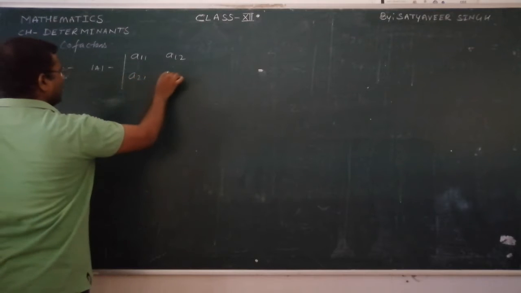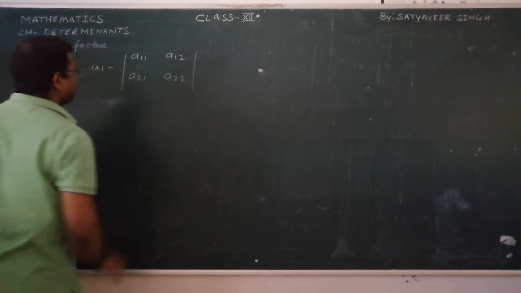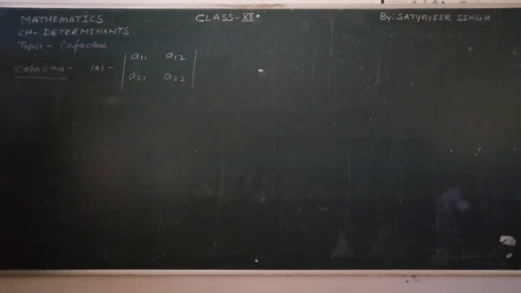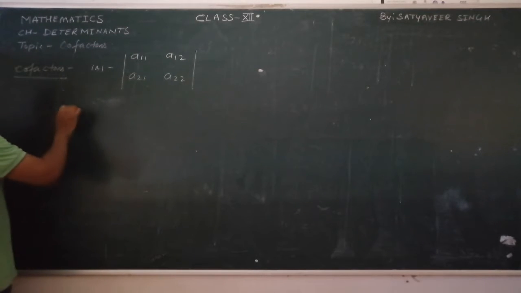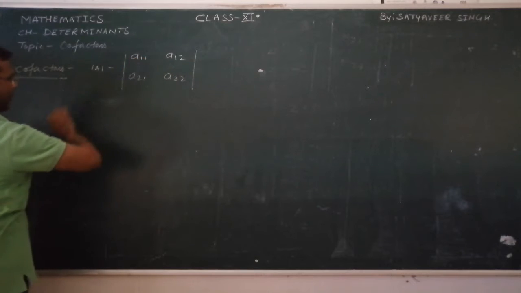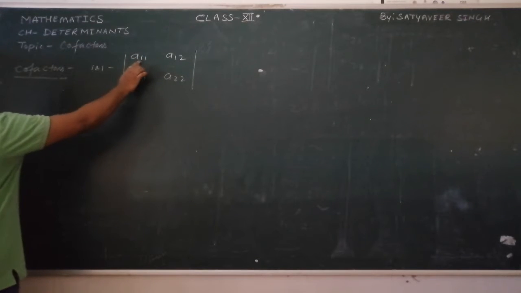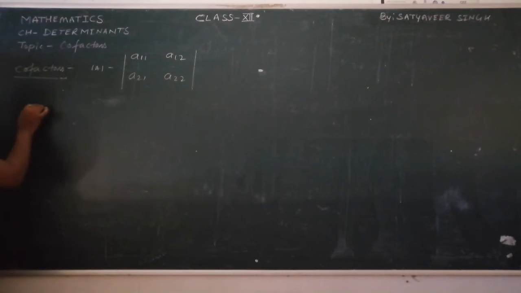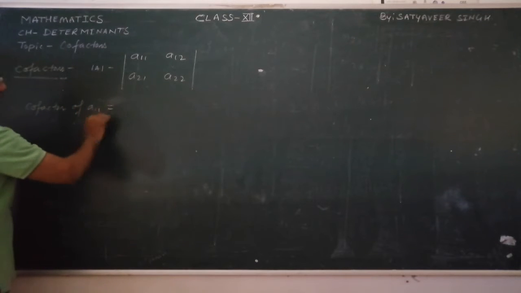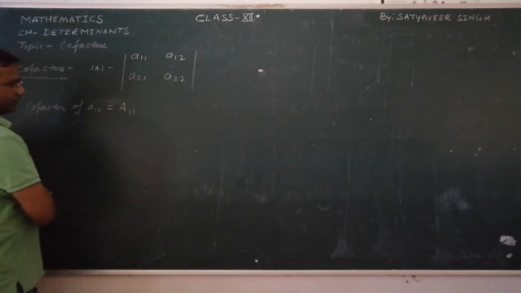A12, A21, A22. There is a determinant of order 2. I want to find the cofactors of this. So the rules will be this. The cofactor of the first element A11 will be represented by capital A11. It means I should write: cofactor of A11, it is capital A11.